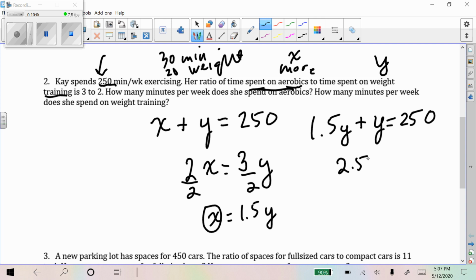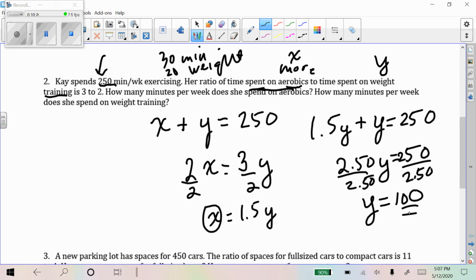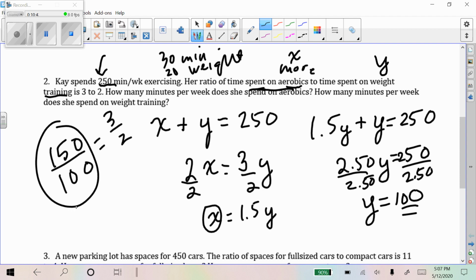2.5Y equals 250, and divide by 2.5, and that gives me 100. So 100 of her minutes are spent on weight training, and she spends 1.5 times that on aerobics, which means 150 on aerobics, and that makes sense. And if you think about this ratio, it'll be 3 to 2, and if you add those two numbers of minutes, they'll add up to 250.